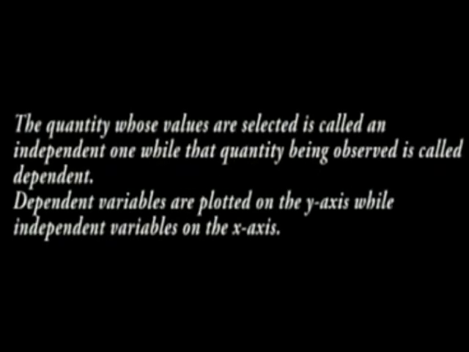General graphs. Graphs are very common in science and other fields to show the relationship between 2 or more quantities. The quantity whose values are selected is called an independent variable, while that quantity being observed is called the dependent variable. Dependent variables are plotted on the y-axis, while independent variables are plotted on the x-axis.